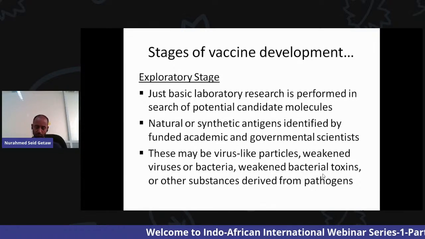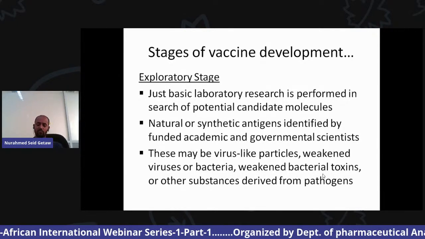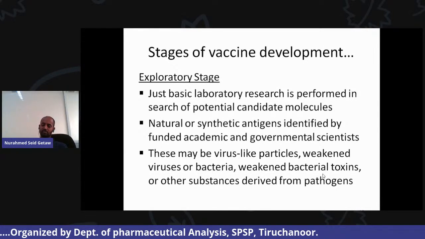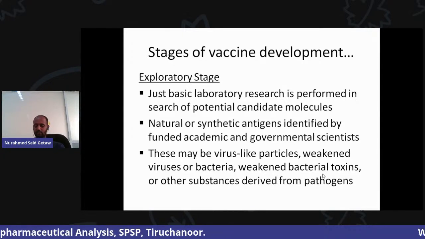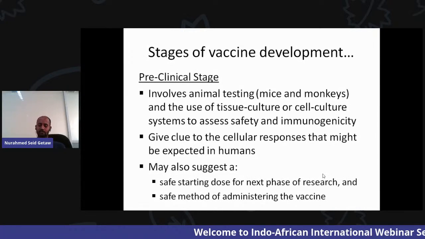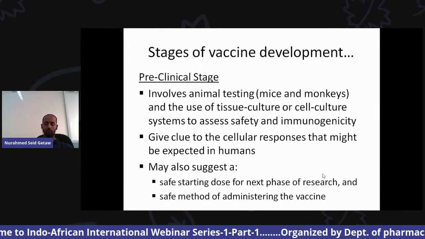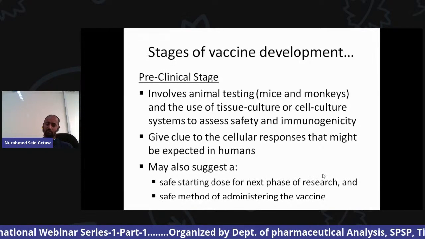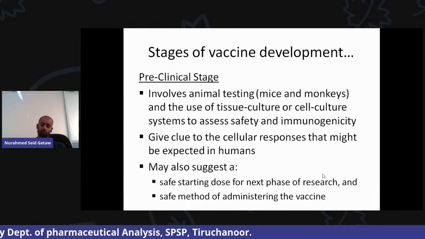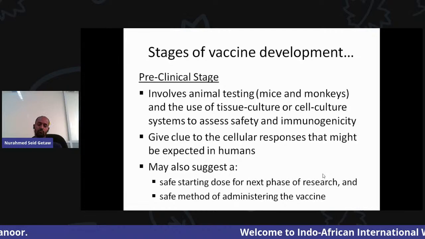So the search is mainly on virus-like particles or attenuated or weakened virus and bacteria, or weakened bacterial toxins or toxoids and other substances derived from the pathogen. So what they do is they will simply check and try to see if there is any sign of immunogenicity or any vaccine-like behavior from this. And if there is something that is believed to be promising, then they will proceed to the preclinical stage of the development or the research.